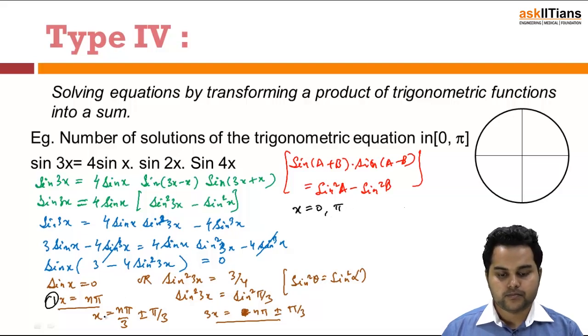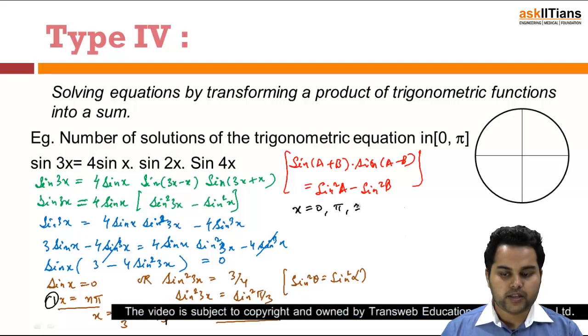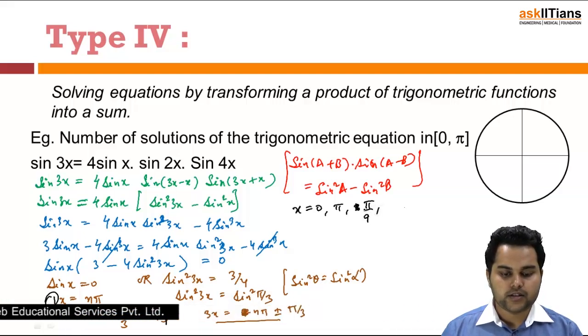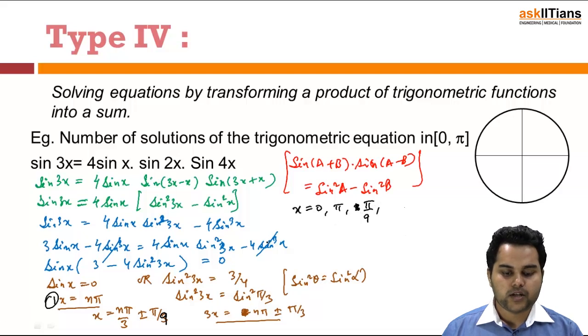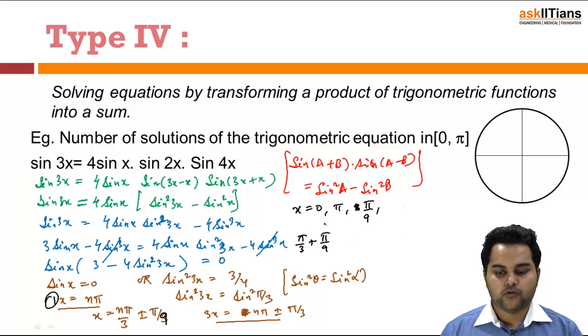For the second, I'll have n pi by 3 plus minus pi by 9. So I'll have the values as, if I consider n is equal to 0, that would give me pi by 9. Then next, if I consider it as 1, that shall give me pi by 3 plus minus pi by 9. Pi by 3 plus pi by 9 would be 4 pi by 9, and if I consider the negative, I would have pi by 3 minus pi by 9, and I would get 2 pi by 9, and so on. So I'll have these solutions.